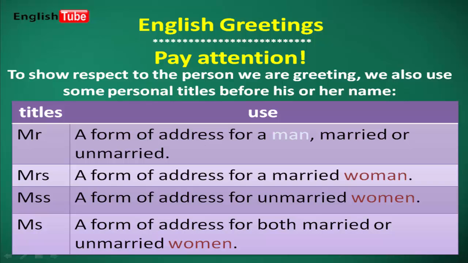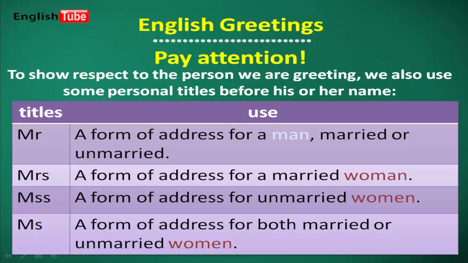وتستعمل لرجل، شخص ذكر متزوج أو غير متزوج. Okay? A form of address for a man, married or unmarried. So I can say, hello, Mr. James. Hello, Mr. Ahmed. Okay, this is a high way of showing respect and greeting a person.